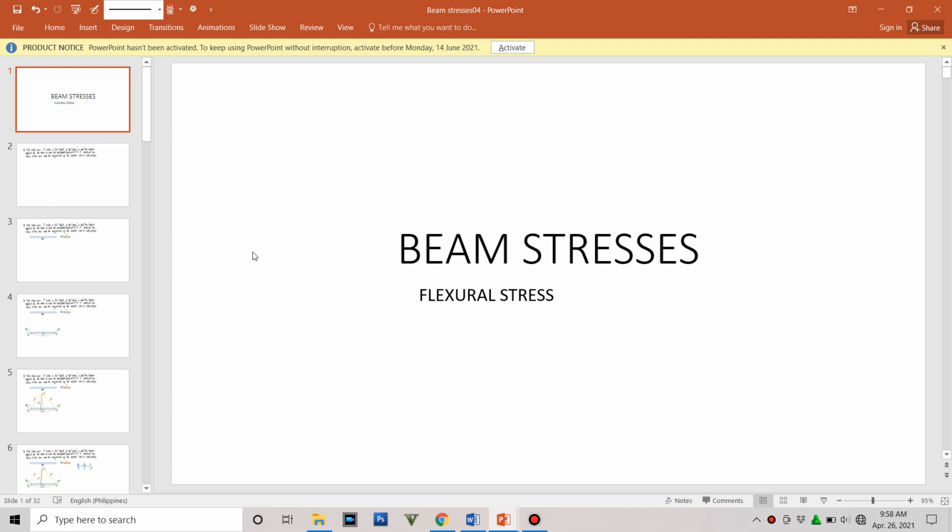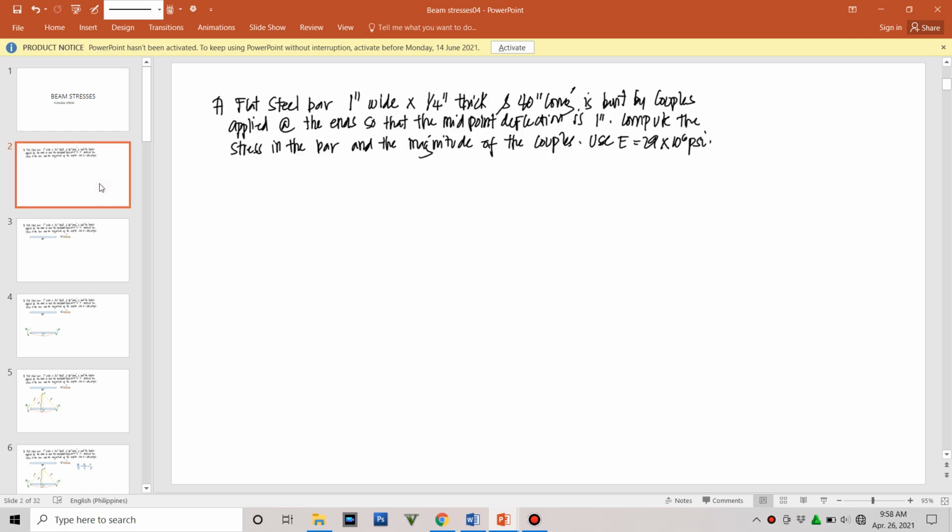Okay, so good day everyone. We're going to have an additional example on flexural stress under beam stresses. So let us consider this example. We have here a flat steel bar 1 inch wide by 1/4 inch thick and 40 feet long, bent by couples applied at the ends. So this is a far end. The couples are applied at the far end so that the midpoint deflection is 1 inch.